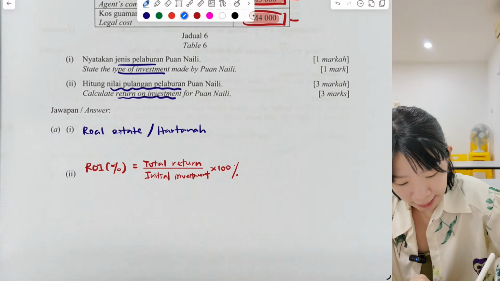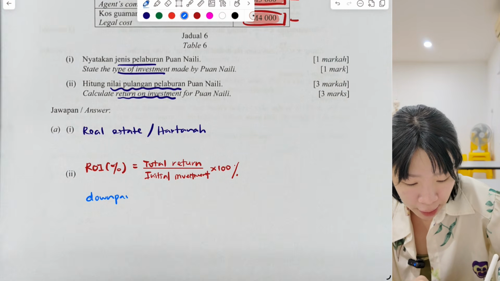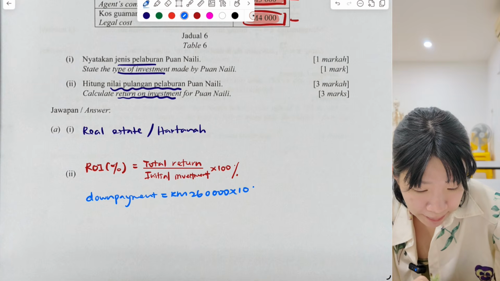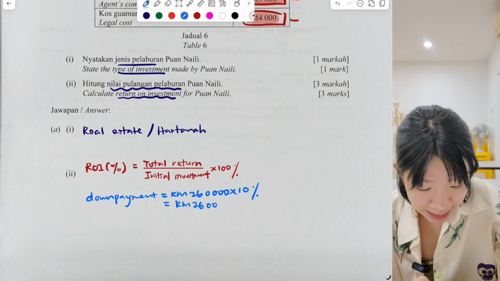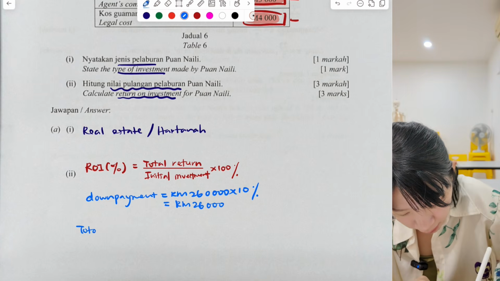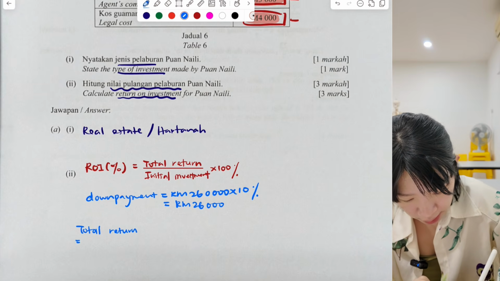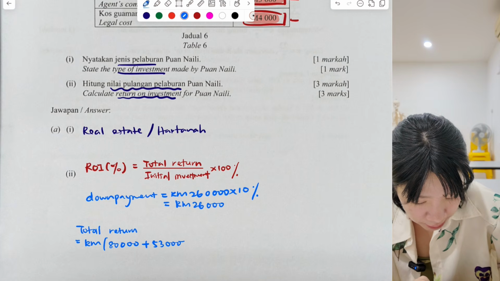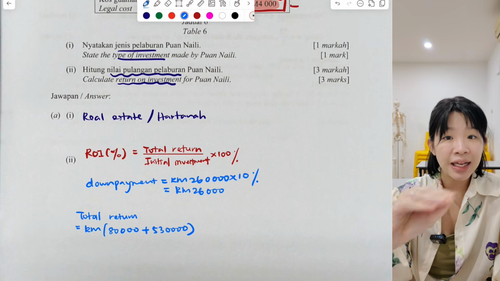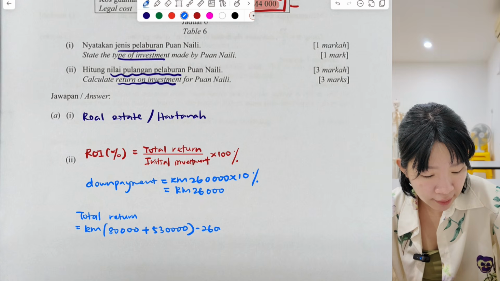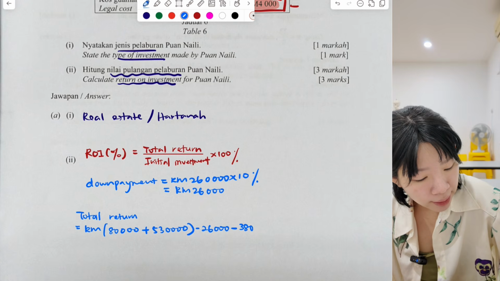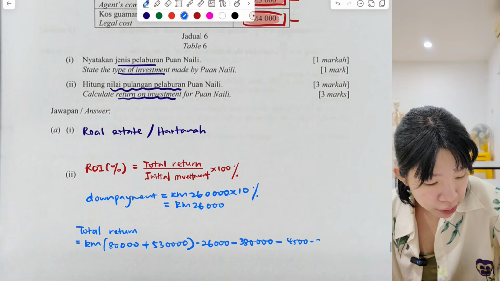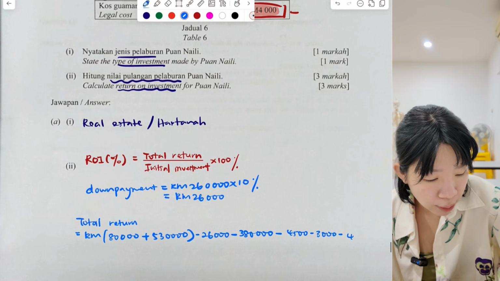Okay, let's find the down payment first. The 10% down payment, how much? 10% of the house price. The house price is 260,000 times 10%, which is 26,000. Now let's find the total return. We have 80,000 rental plus 530,000. All this is positive. Then after that, minus everything: down payment 26,000, minus the amount paid to the bank 380,000, minus stamp duty 4,500, agent commission 3,000, and legal cost 4,000.